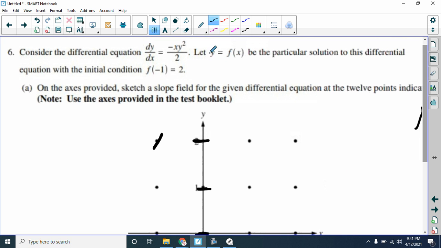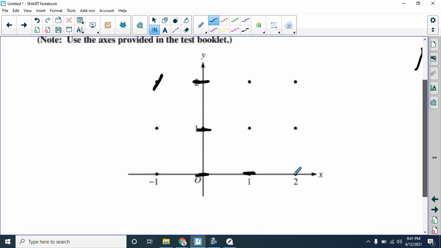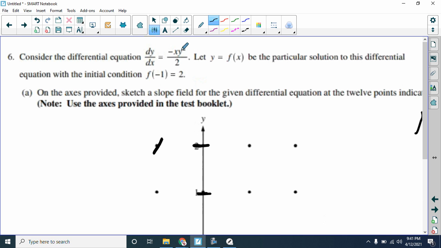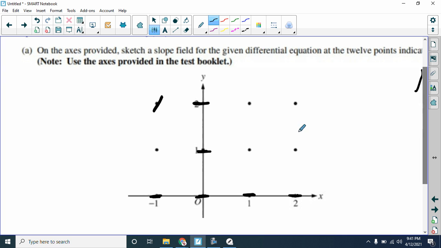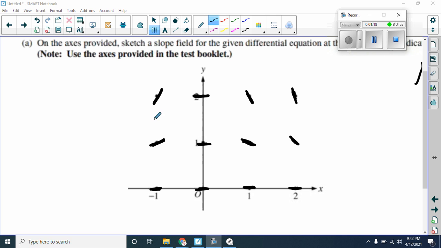Also, anytime y is 0, my slope is 0. Plugging in 1, 2 would give me -4 divided by 2, so the slope's -2. So it should be pointing kind of at this point right here. It doesn't need to be perfect, but sketch them in. Anyway, the slope field should look like that.